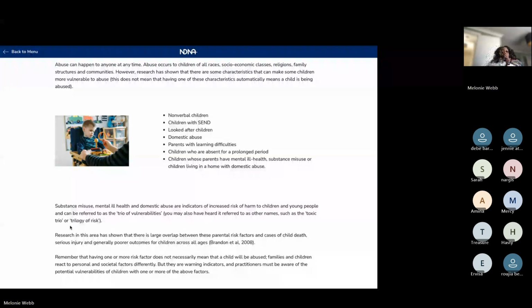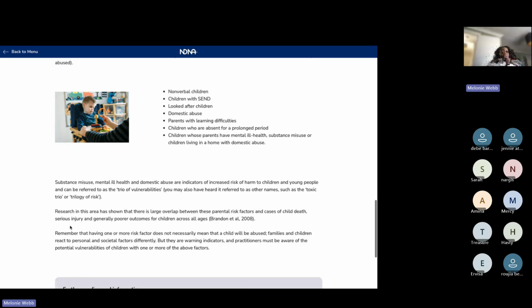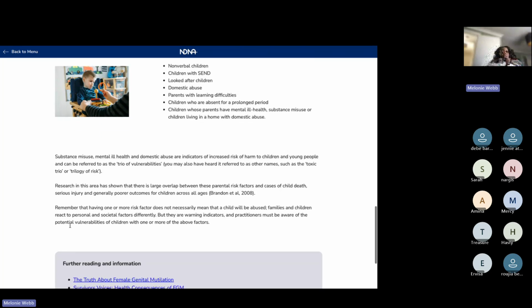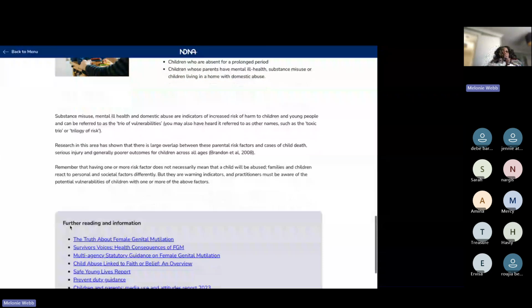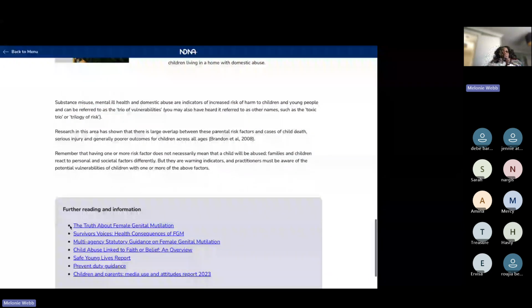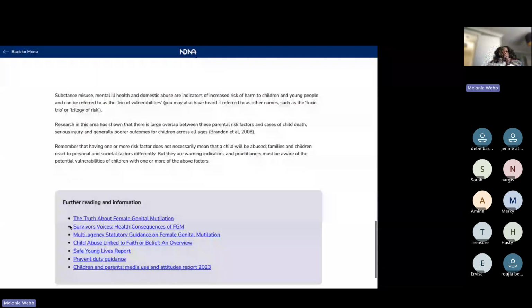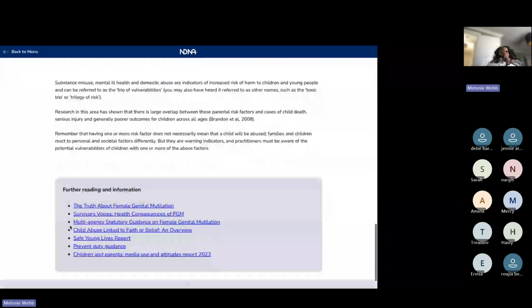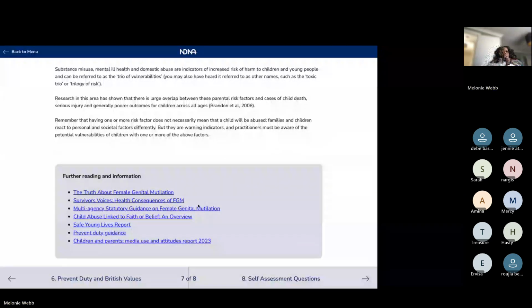Research in this area has shown there is a large overlap between these parental risk factors, cases of child death and serious injury, and generally poorer outcomes for children across all ages. Remember that having one or more risk factors does not necessarily mean that a child will be abused. Families and children react to personal and societal factors differently, but they are warning indicators, and practitioners must be aware of the potential vulnerabilities of children with one or more of the above factors.